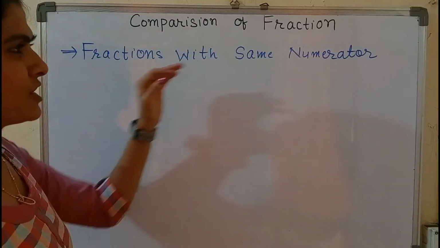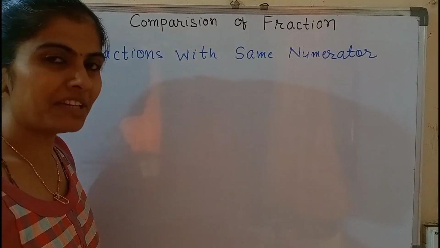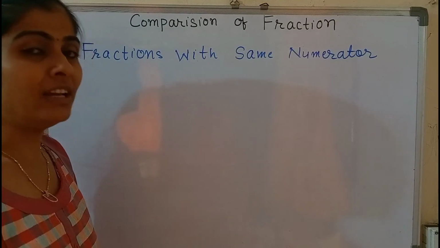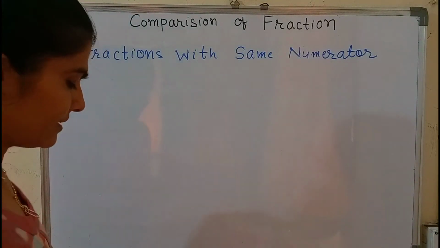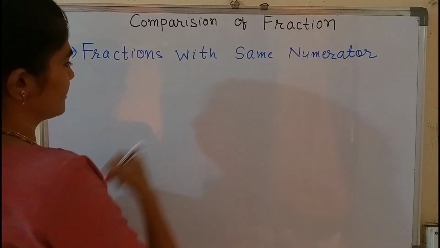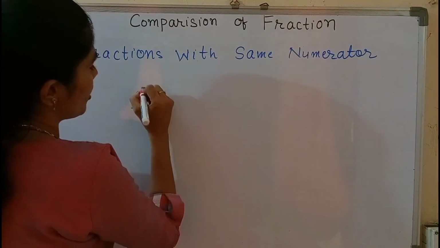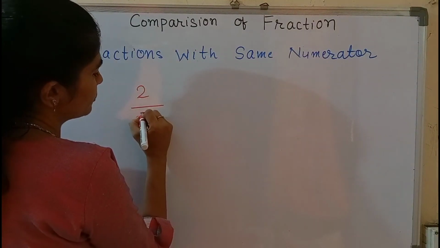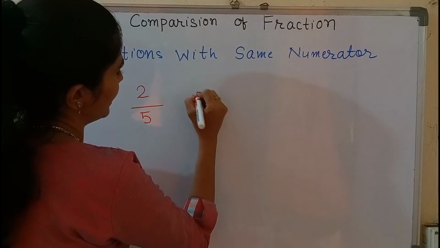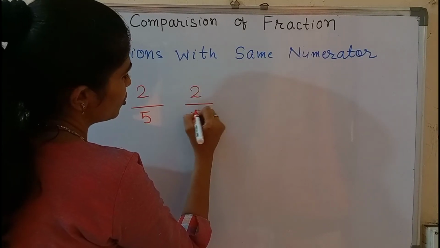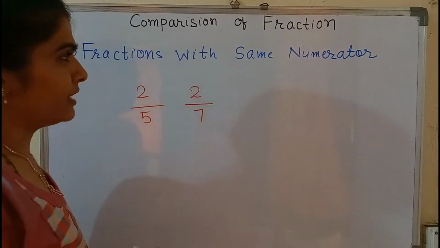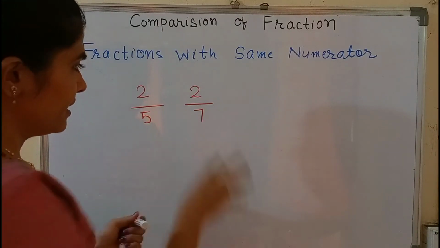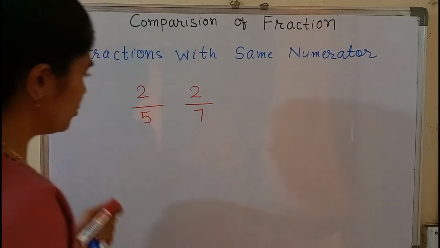Now let's consider another case. Another case is fractions with the same numerator. In the previous one, we did comparison when denominators were the same. Now let's say the numerators are the same, and let's take one example: 2/5 and 2/7. See, now numerators are the same, right? And denominators are different. How can we do comparison?